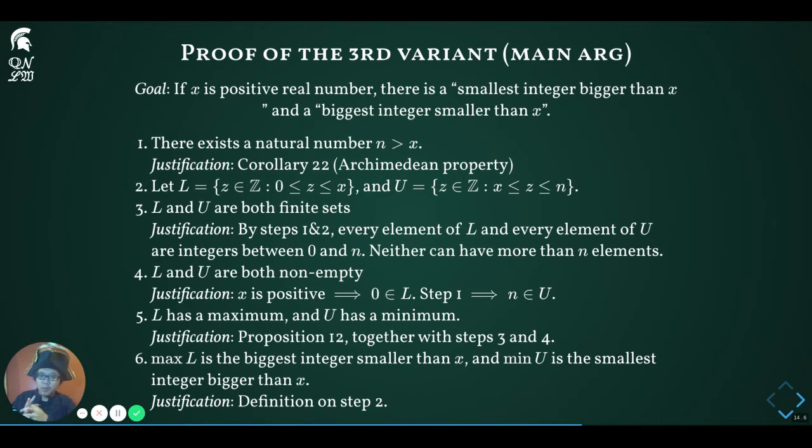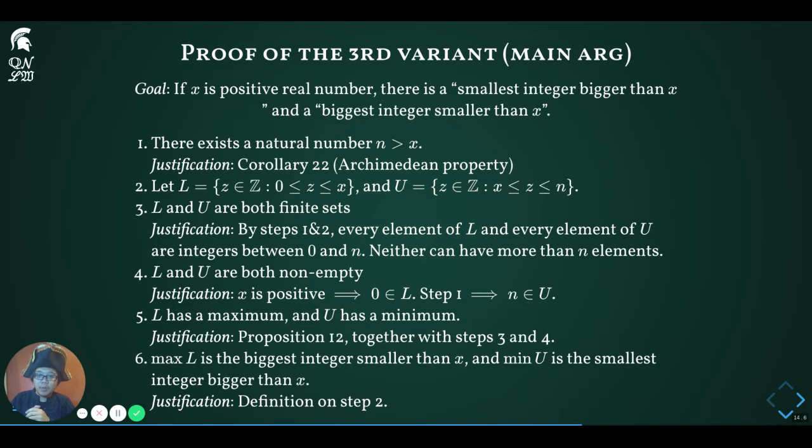Similarly, the elements of U have to be an integer that is at least 1 and no more than n. So there are at most n elements in U. Next, we claim that neither L nor U can be empty. This is because 0 has to be in L, since x is positive, and n has to be in U, since by step 1, n is an integer that is bigger than x.